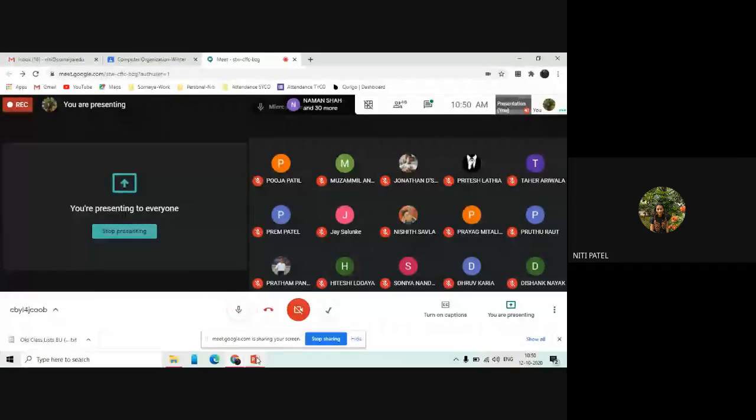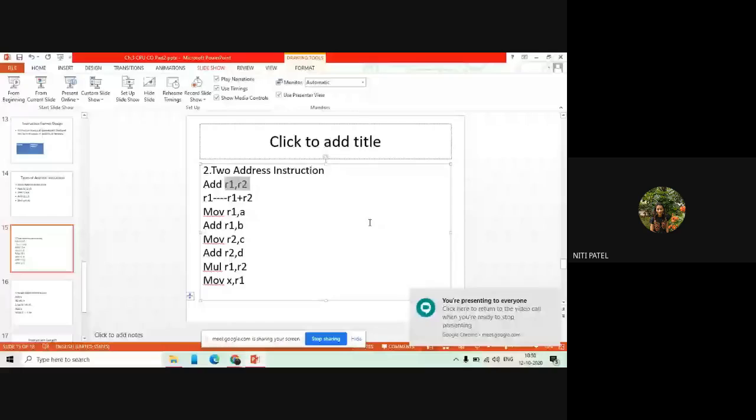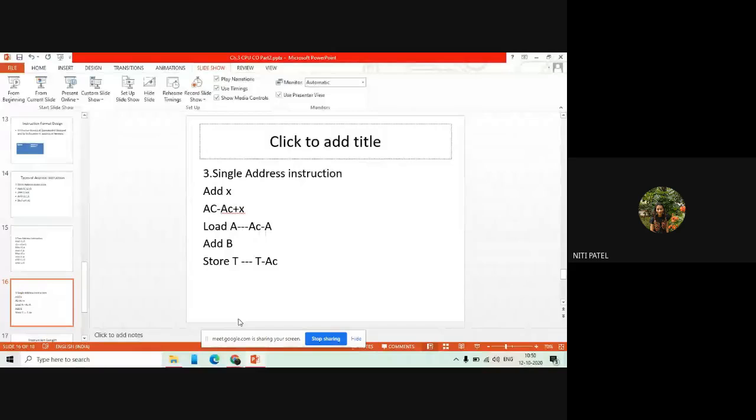So this is how I read a two address instruction. Then next is the single address instruction. What is a single address instruction? Add X. Why single? Because I have only one operand. So I will add the contents of X with the contents of the accumulator and store the result in the accumulator.